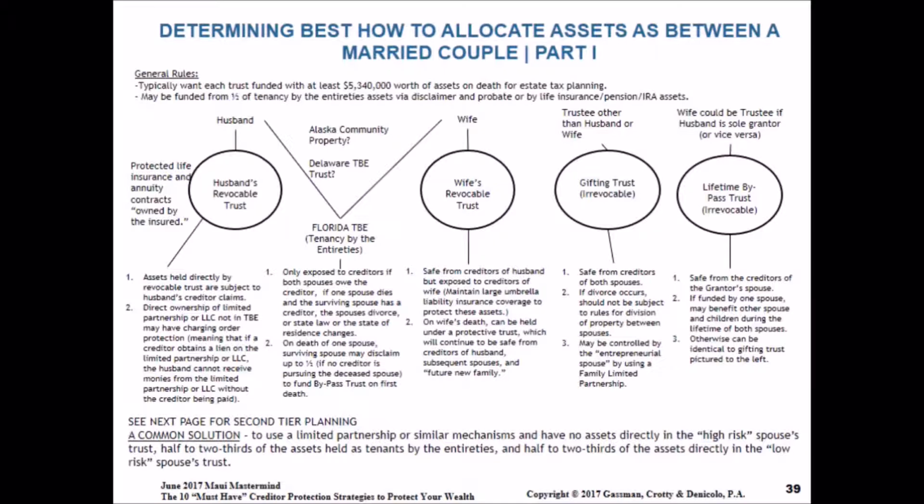Spouse 1 has a revocable trust. Spouse 2 has a revocable trust. That's to avoid what we call probate and guardianship, which I'll cover this afternoon. That does nothing for creditor protection. In fact, it can hurt creditor protection. So the rule is, don't even put anything in your revocable trust unless you're sure what the effect will be on your estate plan.